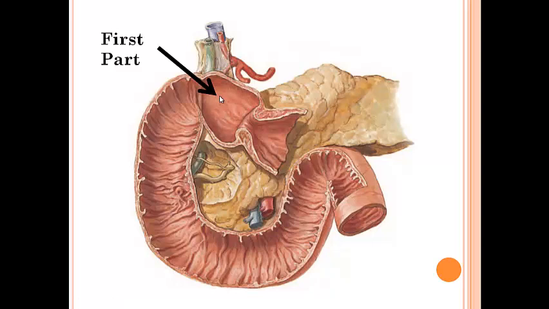So generally they're just named according to their number in terms of the sequence. They're also named according to the direction in which they pass. So you've got the next part, which passes vertically. Okay, and this is going to be the second part of the duodenum.